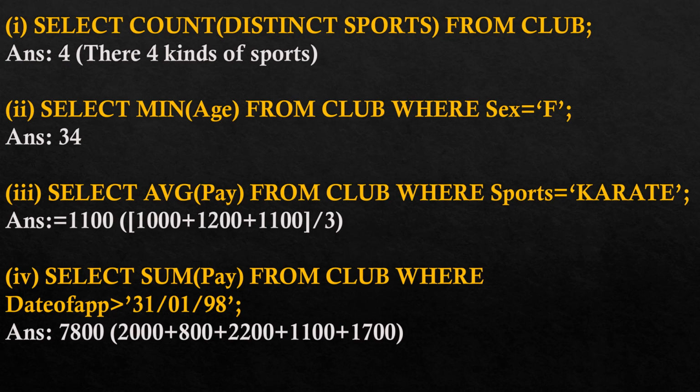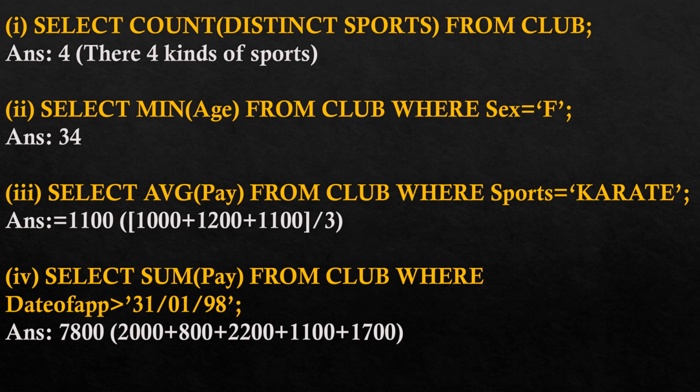Now select average pay from club where sports is equal to karate. So whoever is having sports equal to karate, their pay is 1000, 1200 and 1100. We will add them and divide by 3. So the answer is 1100.